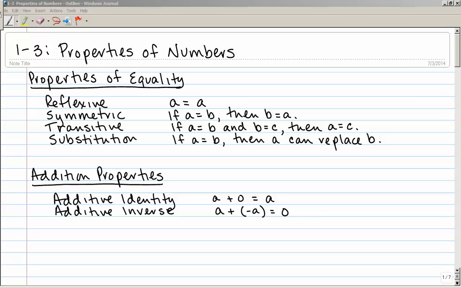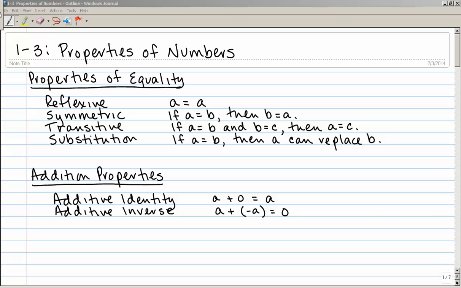The transitive property says that if A equals B, and if B equals C, then A equals C. Since both of those equations contain B, then I can say that A equals C. And then the substitution property says that if A equals B, then A can replace B. Wherever you see a B, you can replace it or substitute in an A.